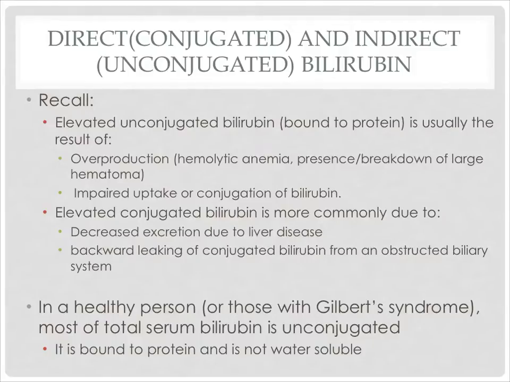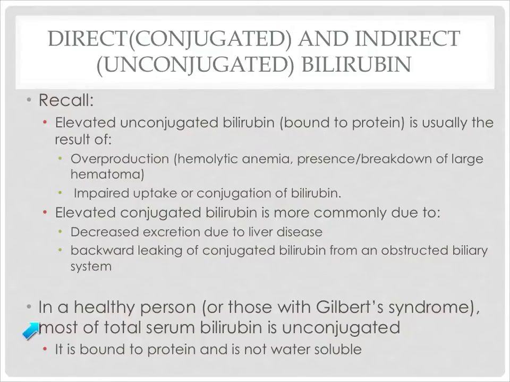Now, elevation in conjugated bilirubin or direct bilirubin is more commonly due to a decrease in excretion due to some type of liver disease or some type of backward leaking of conjugated bilirubin, usually from an obstructed source such as a stone or a tumor.